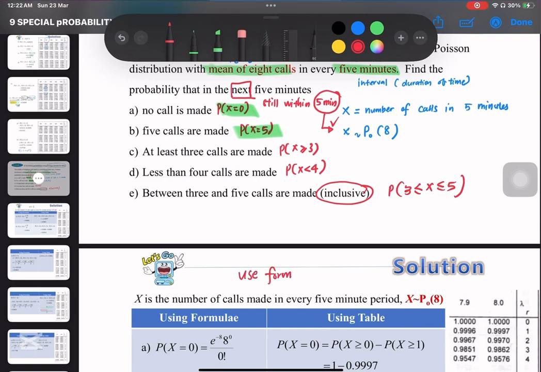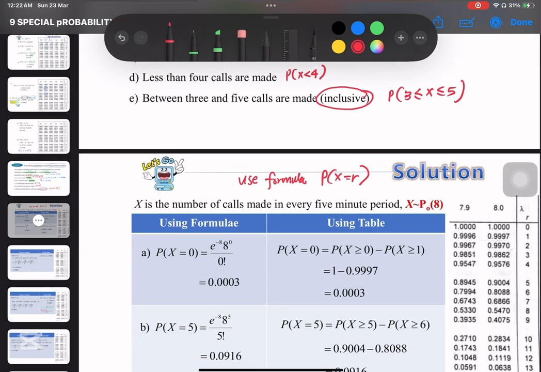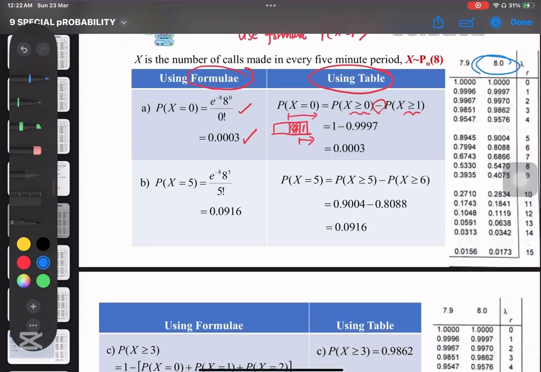To solve this question, you can either use formula or use the table. We just solve like how we learned before. We can also draw these boxes to visualize the question. And we also need to make sure that it is in greater or equal condition before reading the table.